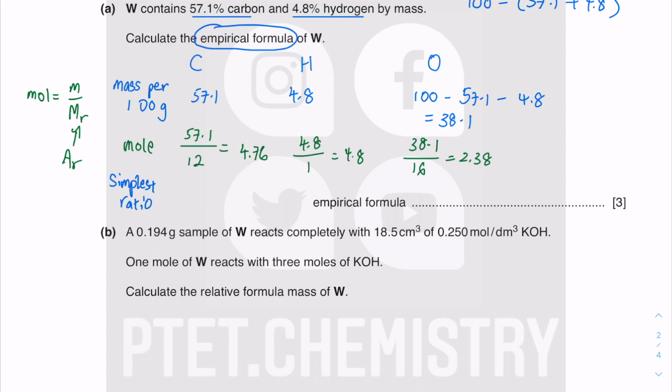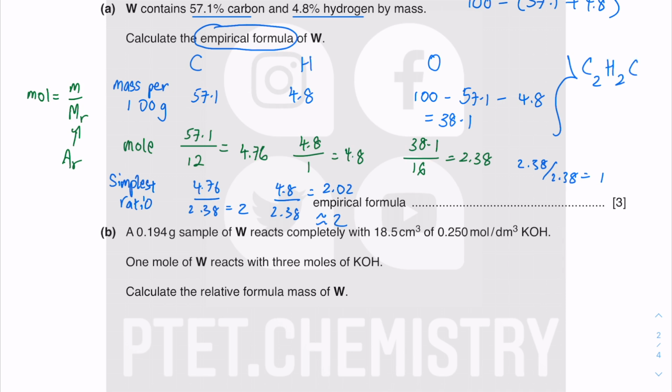This is the smallest number, so it's going to be 2.38 over 2.38, which gives me 1. 4.76 divided by 2.38, I get 2 exactly. In 4.8 over 2.38, there will not be exactly 2, but it will be very close to 2 as well, as I suspect. So there's 2.02. You give it to the nearest whole number. So what we have then is C2, because there are 2 carbon, 2 hydrogen, so H2, and O. So the empirical formula is going to be C2H2O.